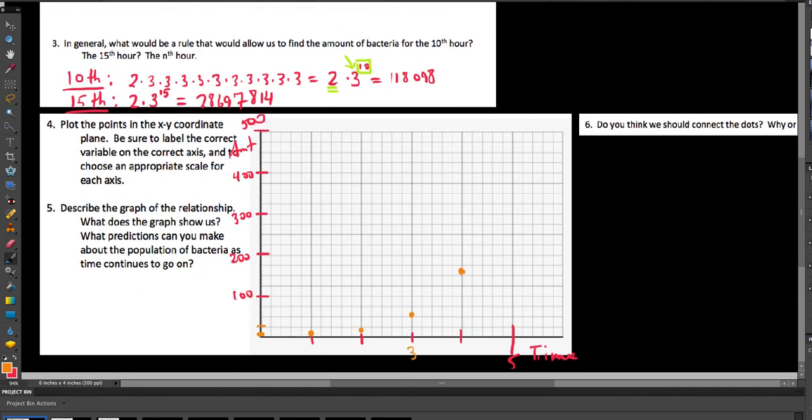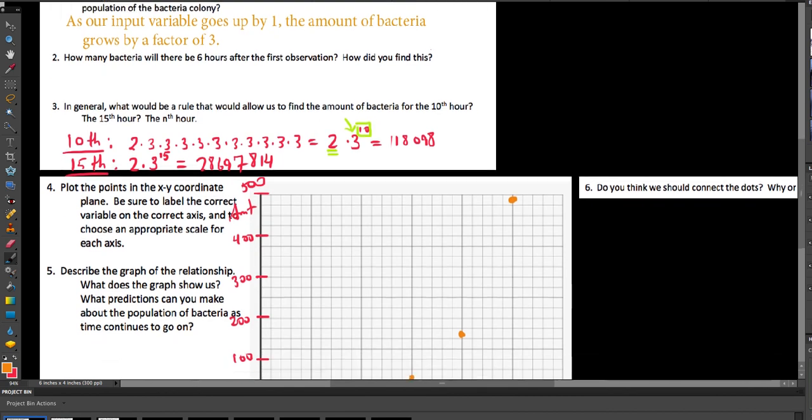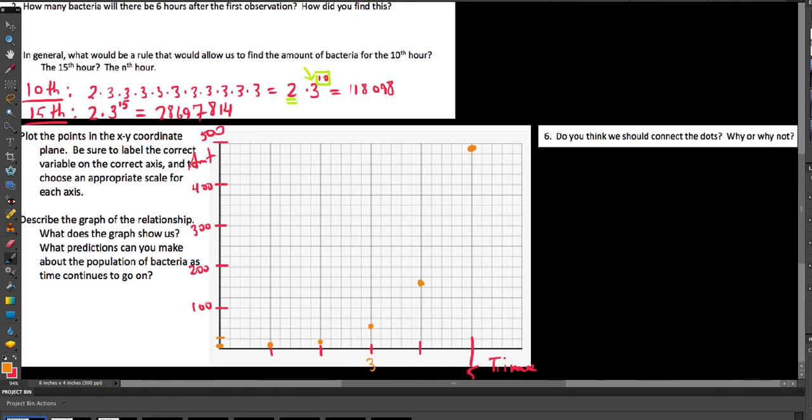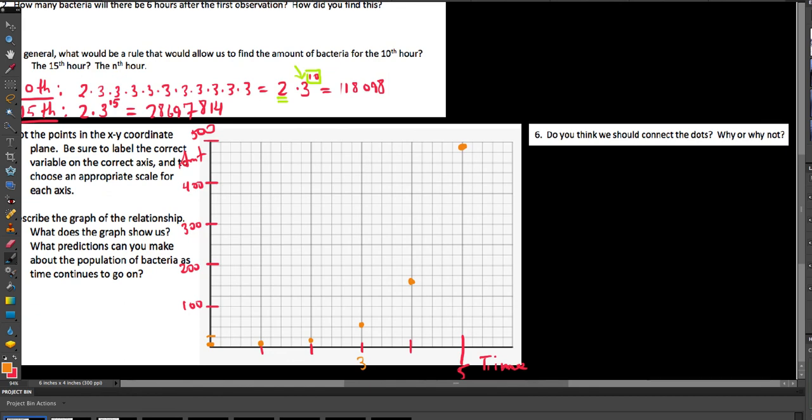So for 486, that'd be 1, 2, 3, 4. That's 100. 1, 2, 3, 4, 200. 1, 2, 3, 4, 300. 1, 2, 3, 4, 400. 450. 475. 486 would be clear up here. Okay. So what you're seeing is a graph of this tabular relationship, this table here. And what you start to see is that as time goes by, the rate at which this is growing, the speed at which this is growing, speeds up. It actually starts to accelerate. So for number 6 here, I wanted to ask the question, do you think we should connect the dots?